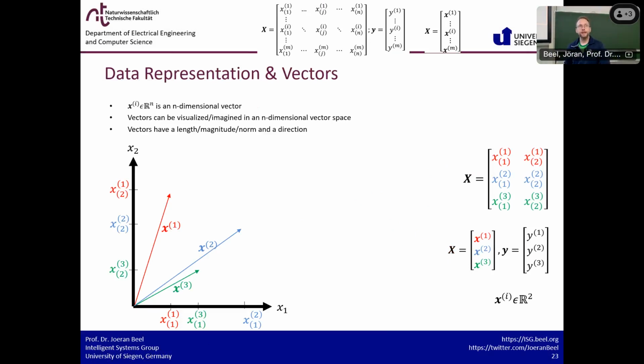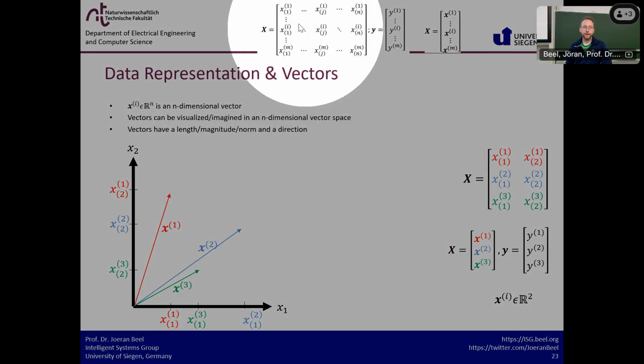We represent each instance as a vector. And all vectors together are the matrix of instances. So this is our matrix of our data. This would be instance 1, comprising feature 1, feature 2, or feature j, and feature n. This is instance 2, comprising feature 1, feature j, and feature n.